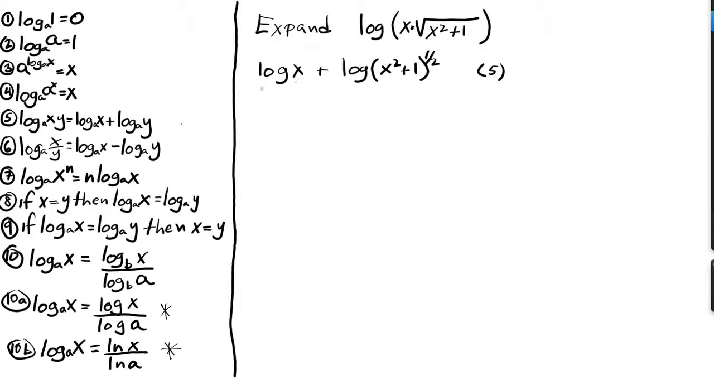Now, log of x, there's nothing I can do with that, but over here I've got the log of something raised to an exponent. If I look right over here at Rule 7, I can take the exponent and move it out in front. So that becomes 1/2 log of x squared plus 1, and we're doing that by Rule 7.